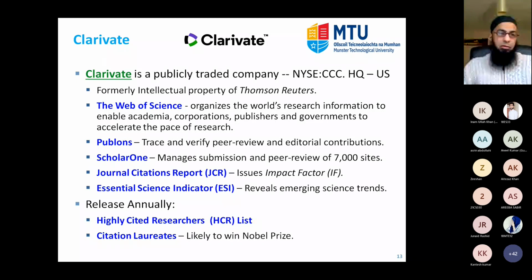Means whatever research is going on, they try to capture it, they save it, and then they use different data mining algorithms over that data and provide an interface for academia, for corporations, for publishers, for governments to understand that data in a meaningful manner, so that they can use it for their own purpose.